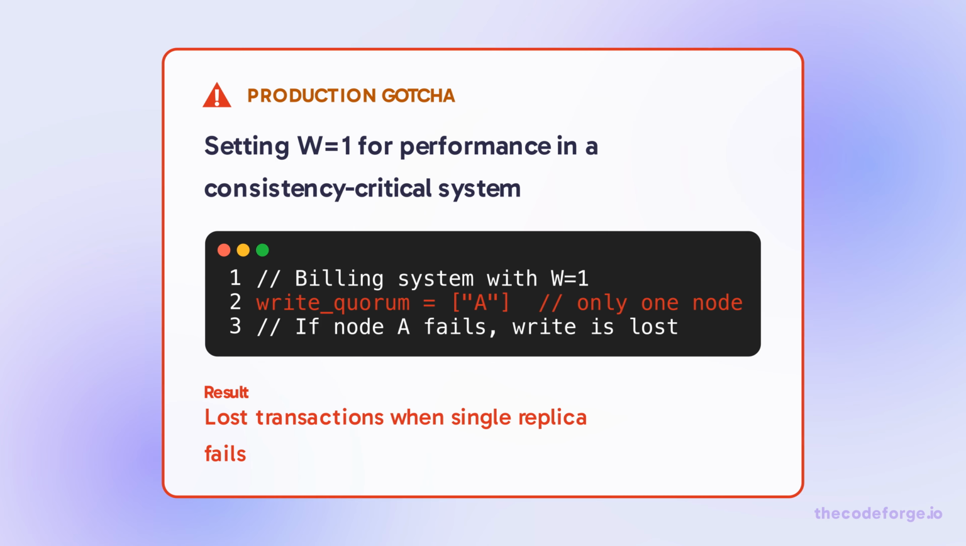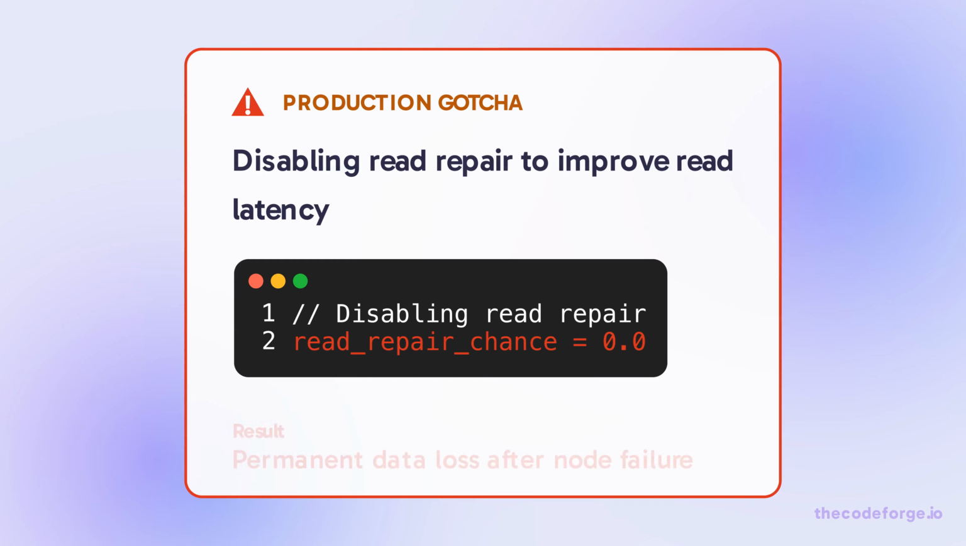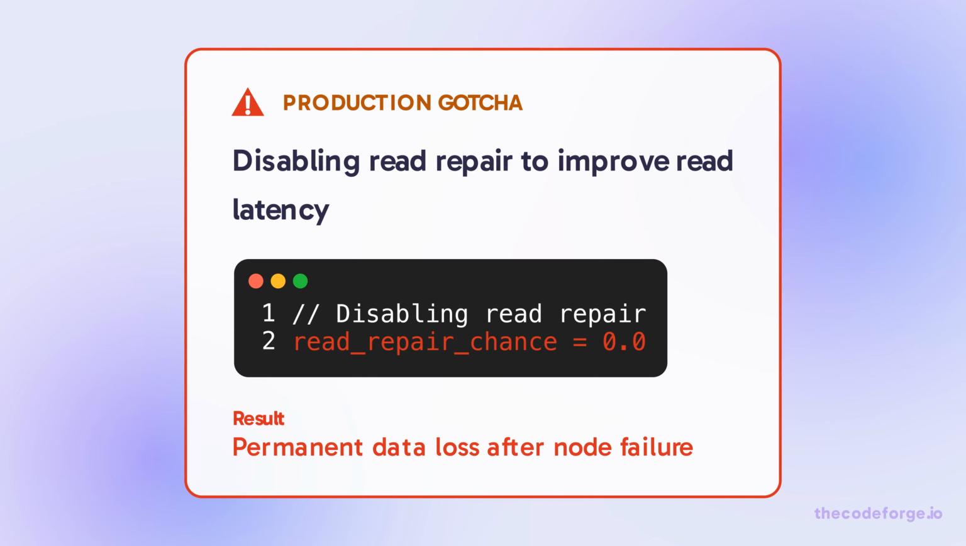I've seen a billing system use W equals 1 for performance and then lose transactions when the single replica went down. The write succeeded on one node, but the read quorum never saw it. Disabling read repair to improve read latency is dangerous. You'll accumulate stale replicas, and eventually a node failure will cause permanent data loss when the only copy of the latest data is on a dead node.